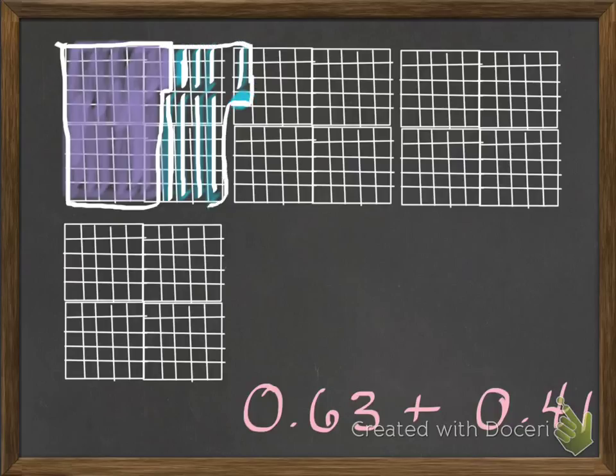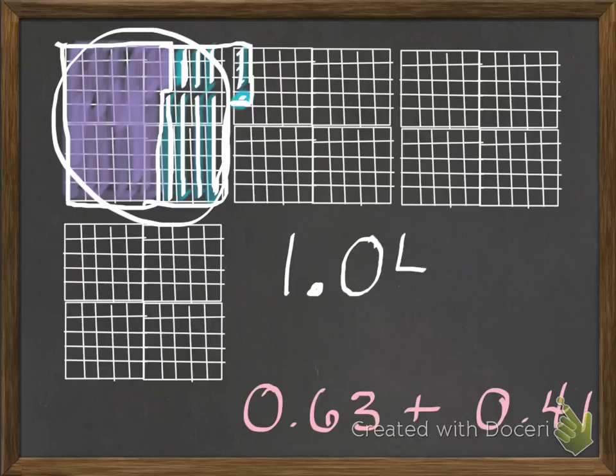So then I look at the whole thing all together and see how much I have. I have 1 whole grid, so 1 and 1, 2, 3, 4 hundredths. So 4 hundredths. So it's very important that that 4 goes in the hundredths place, not in the tenths place.